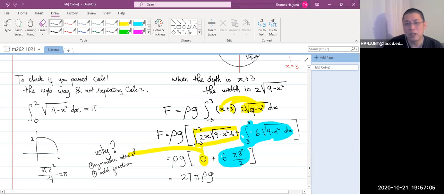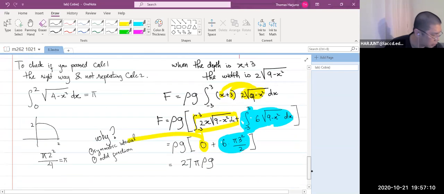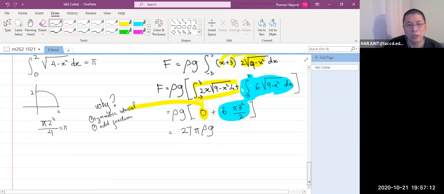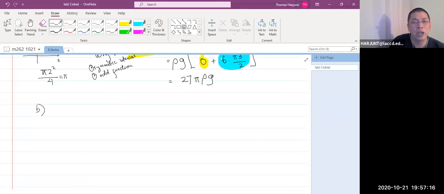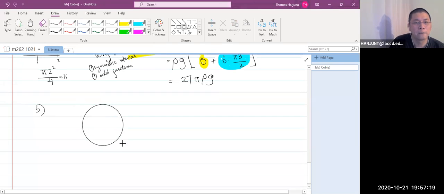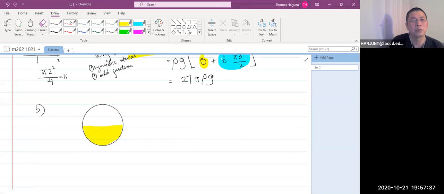Okay. Now the thing is, let's make this question even more interesting. This is only part A. Let's do part B then. Suppose it is half full. So the milk is half full. Don't divide it by 2. You cannot divide it by 2.